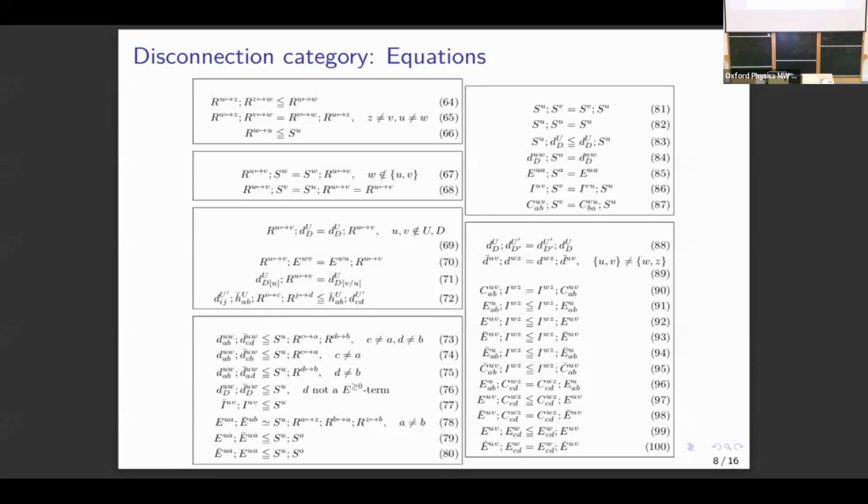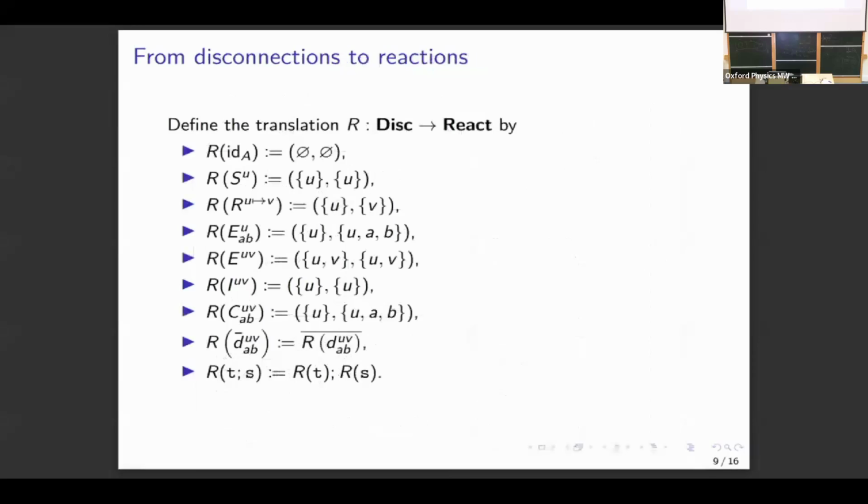This box somehow captures the symmetries of first disconnecting and then immediately connecting again in different cases. So we can put these equations on top of the terms. That gives us the category that we call disk, the disconnection category. Again, I call it the disconnection category, but really it's the category of disconnections and connections. Otherwise we wouldn't be able to obtain all formal chemical reactions.